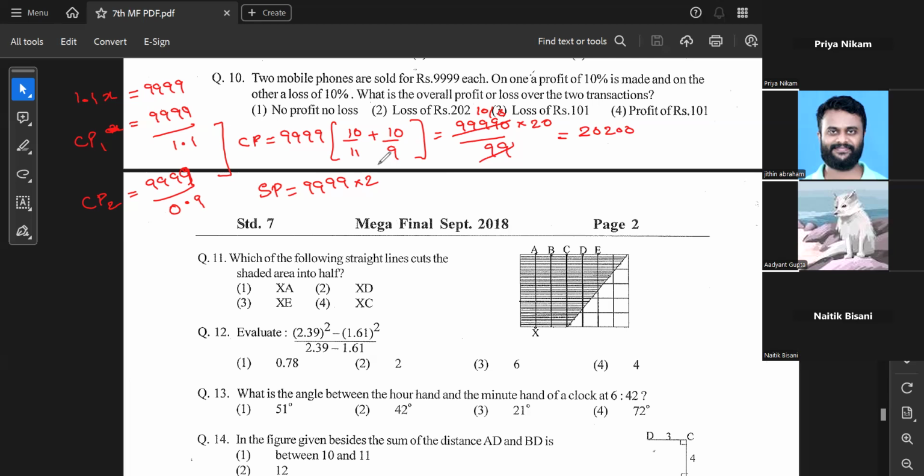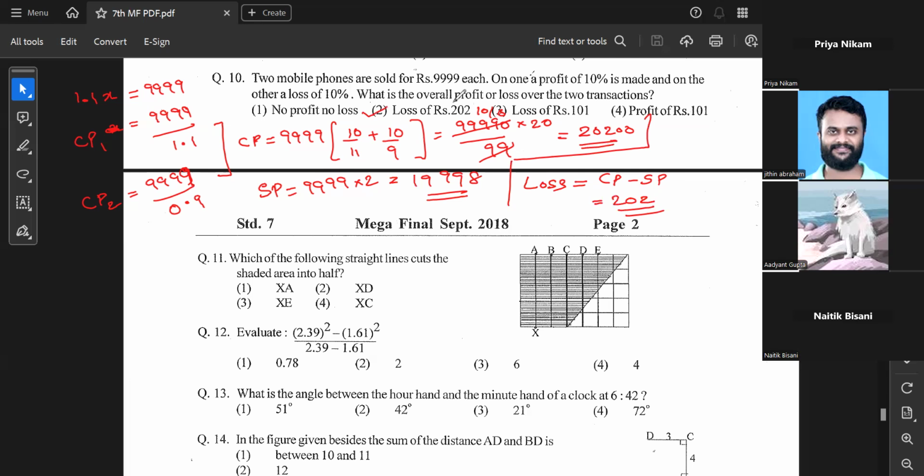And 4 nines multiplied by 2, the selling price is 1,998. This is the cost price, this is the selling price. So when I subtract them, the loss is equal to CP minus SP. When I subtract this number and this number, I'm directly writing the answer to be 202.